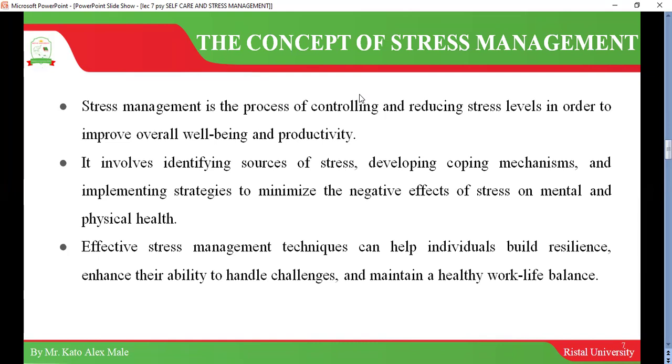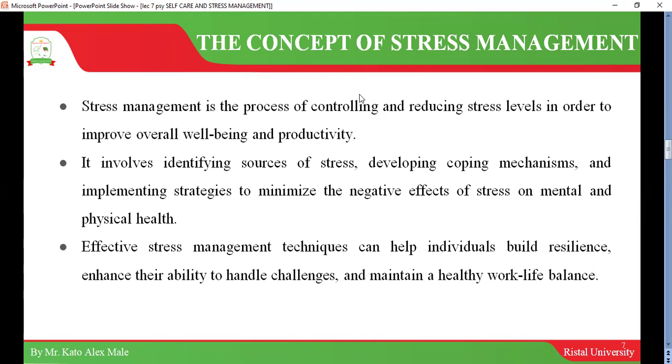Then the concept of stress management. This is the process of controlling and reducing stress levels in order to improve overall well-being and productivity. Like we said at times, you're trying to prevent stress and also maintain stress-free conditions. Stress management involves identifying sources of stress, developing coping mechanisms, how you can live around with the stress or how you can try to avoid it, and implementing strategies to minimize the negative effects of stress on mental and physical health.